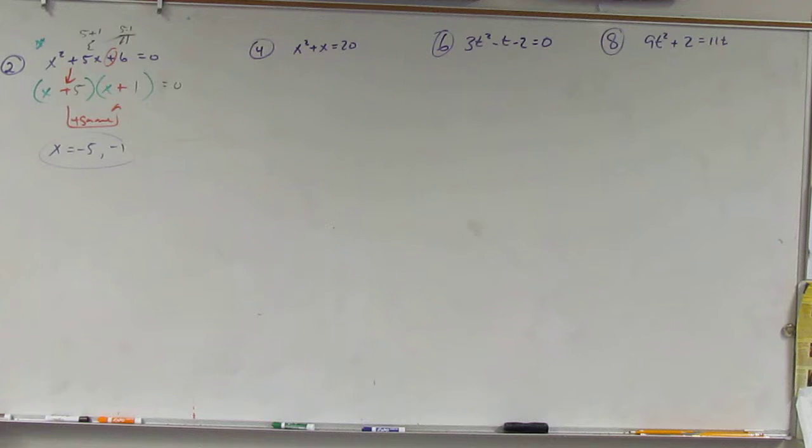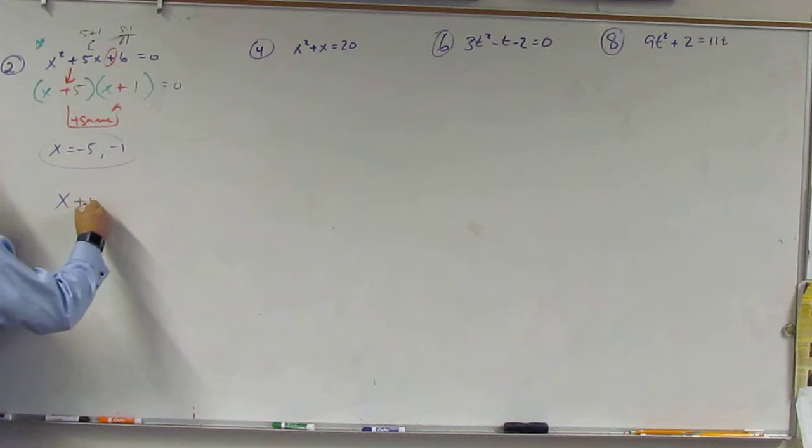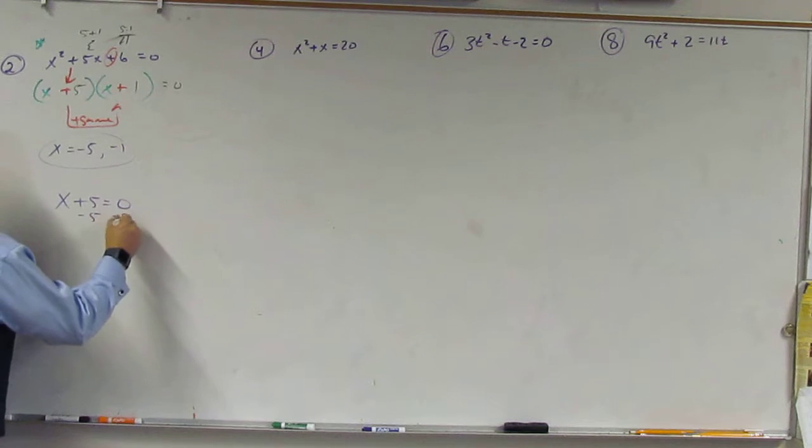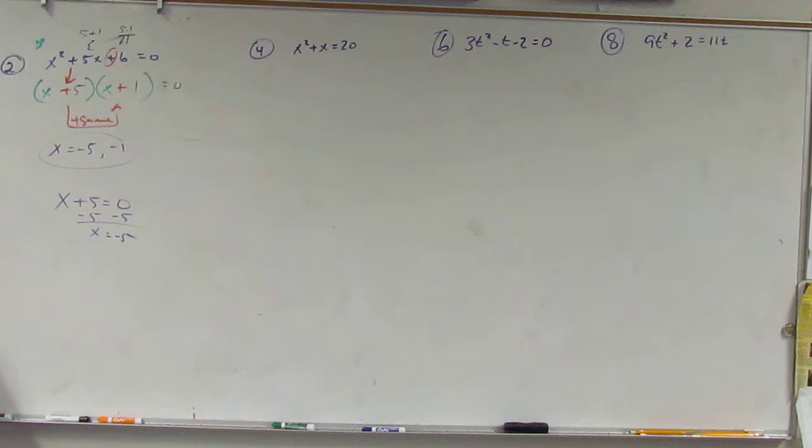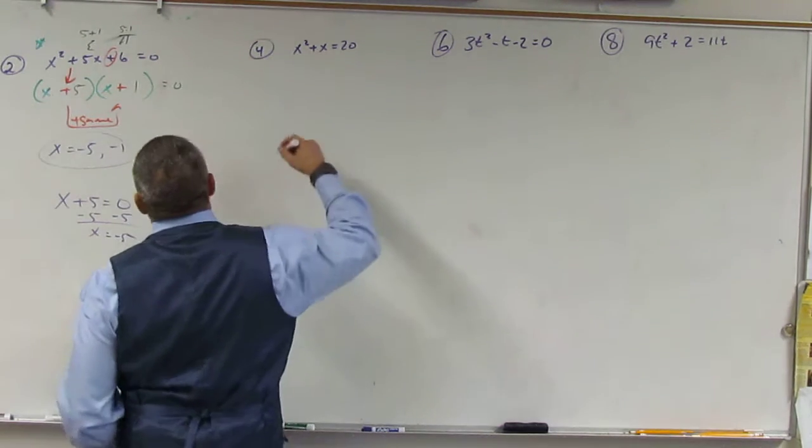Done. Now remember what I did there was x plus 5 equals 0, minus 5, minus 5, x equals -5. And the same thing for the plus 1. Okay? But we should be able to do that by this day. Okay? Alright, next.